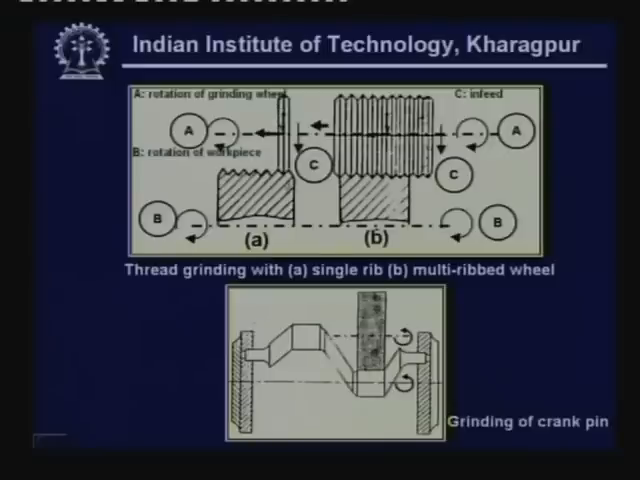Instead of a single ribbed wheel, a multi-ribbed wheel can also be used in this machine. And here the same thread grinding operation can be done with the use of this multi-ribbed wheel.